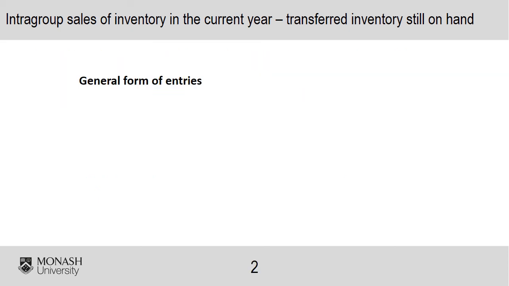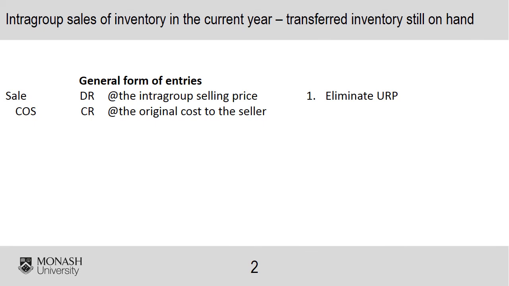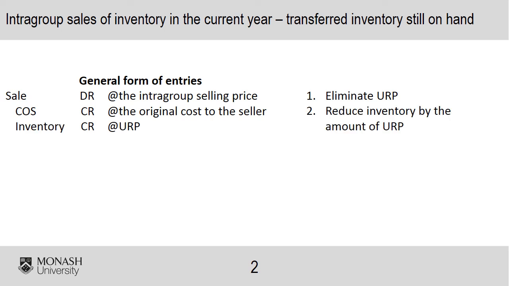In summary, there are 3 steps in preparing adjustment entries for intragroup sales of inventory in the current year when transferred inventory is still on hand. First, we eliminate unrealized profit by debiting sales by the intragroup selling price and crediting cost of sales by the original cost to the seller. Second, we have to reduce inventory by the amount of unrealized profit by crediting inventory for the amount of unrealized profit. And last, the tax effect entry.